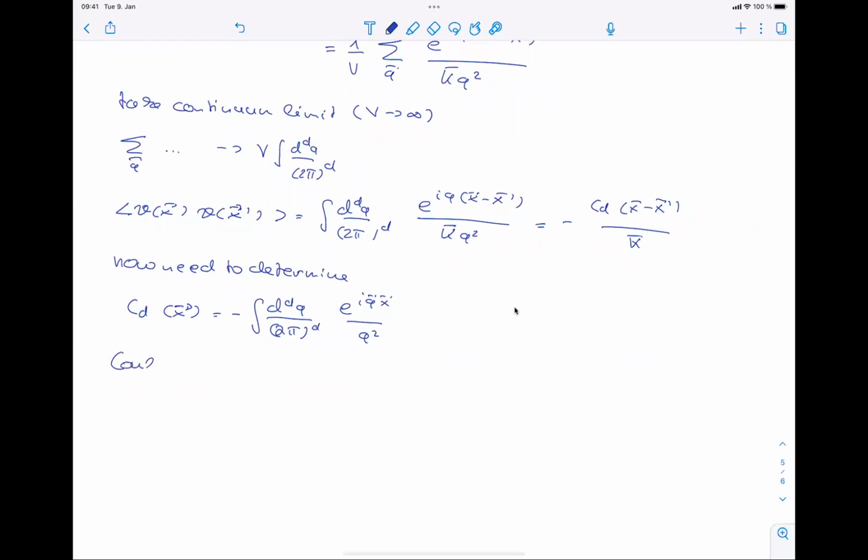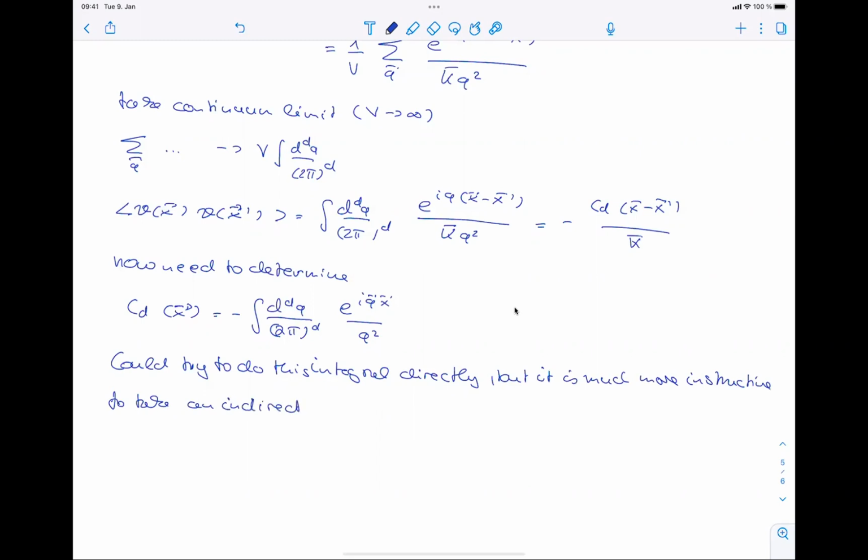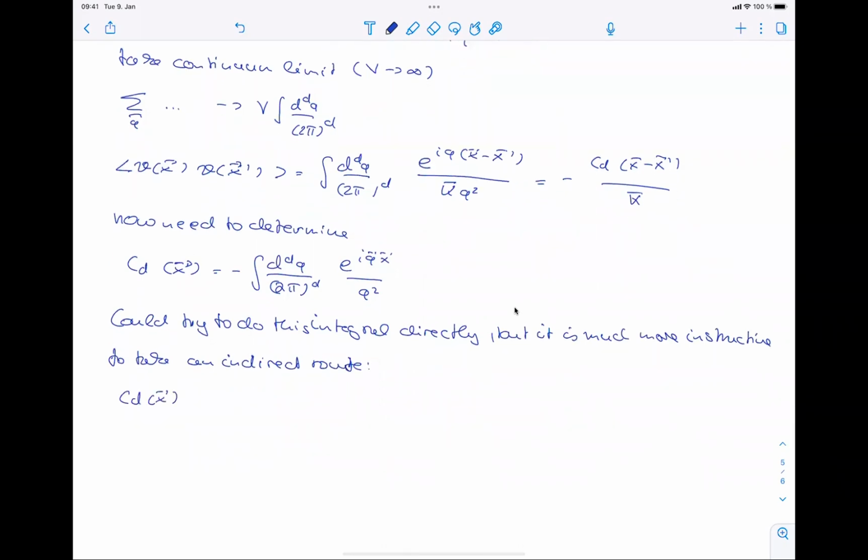Okay, so we could try directly. So C_d(x) is in potential.